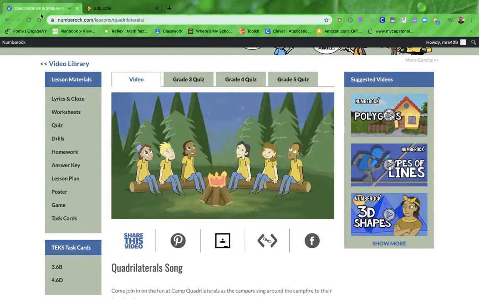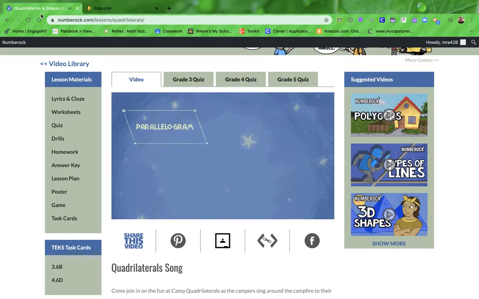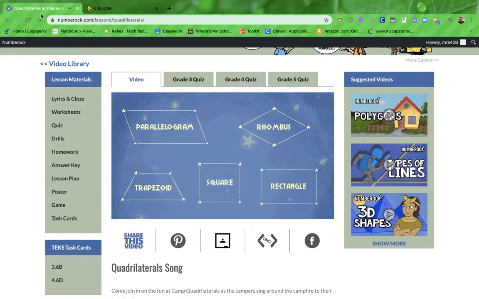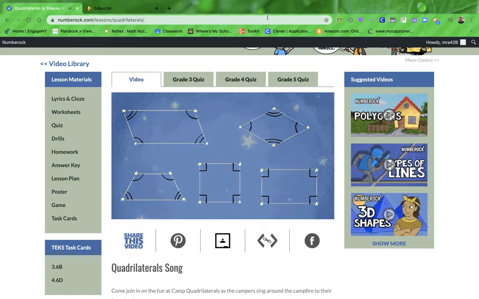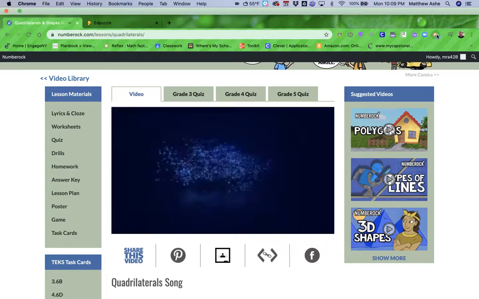Quadrilaterals have 4 sides and 4 angles. Parallelograms, rhombuses, trapezoids, squares, and rectangles. And if you add the angles inside each of these, there will be 360 degrees.